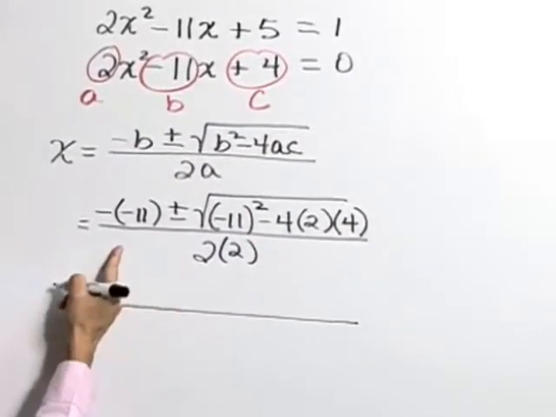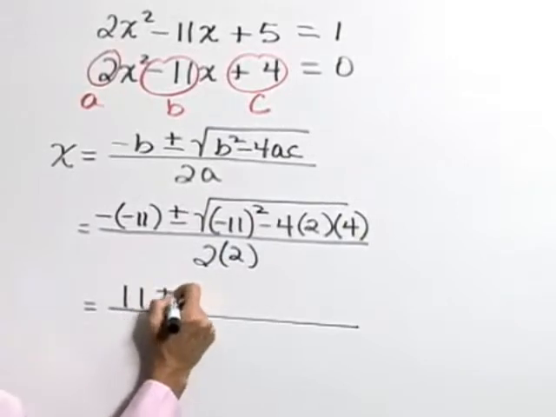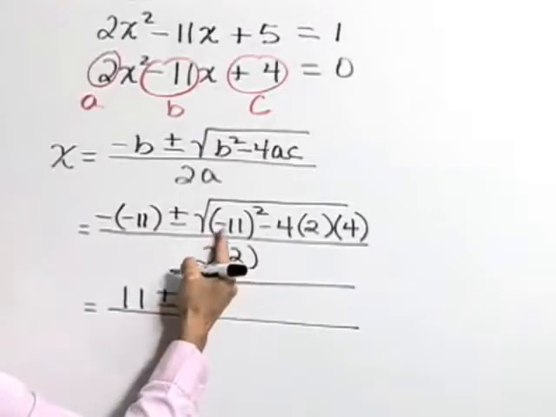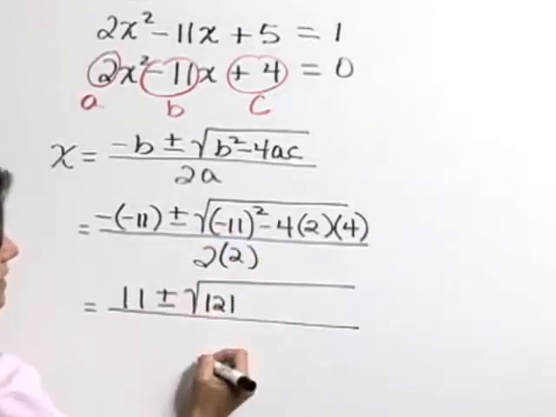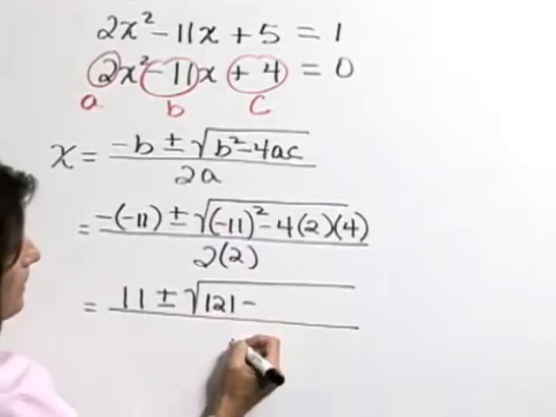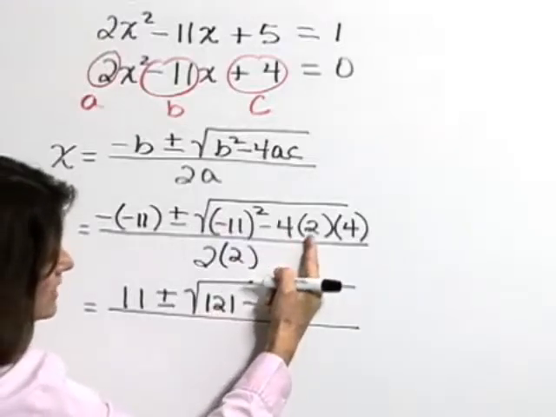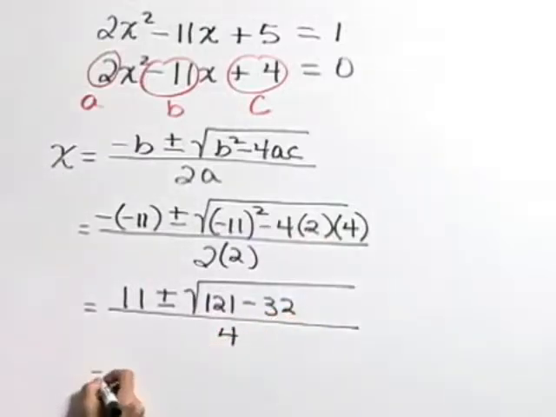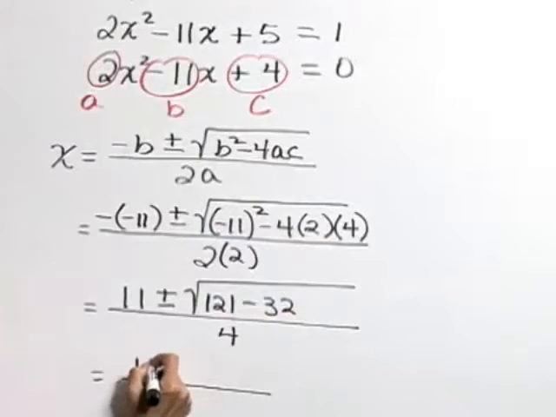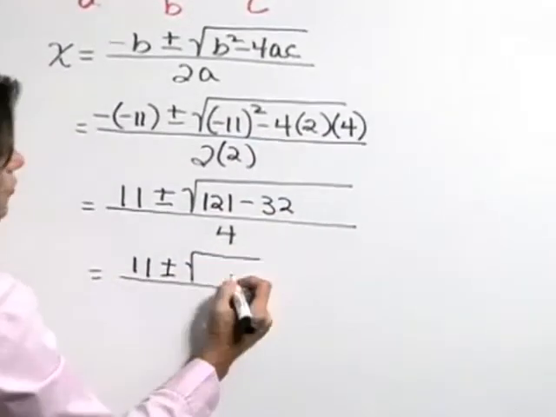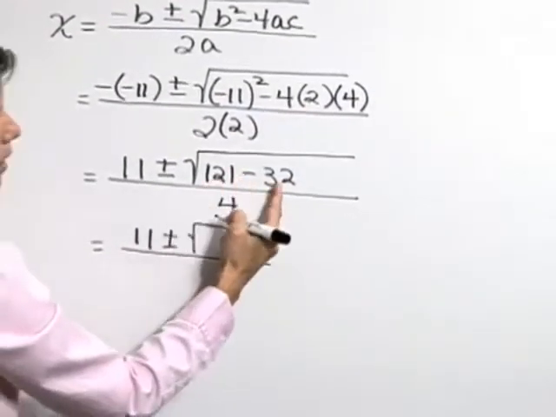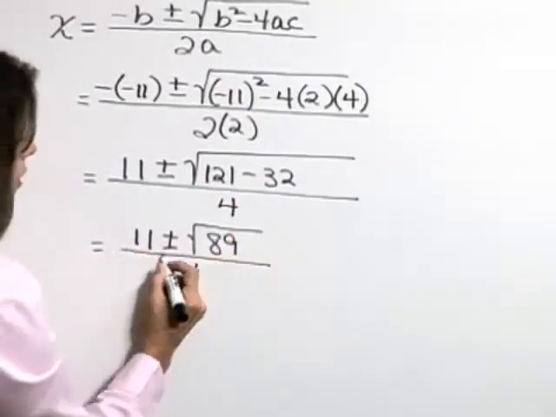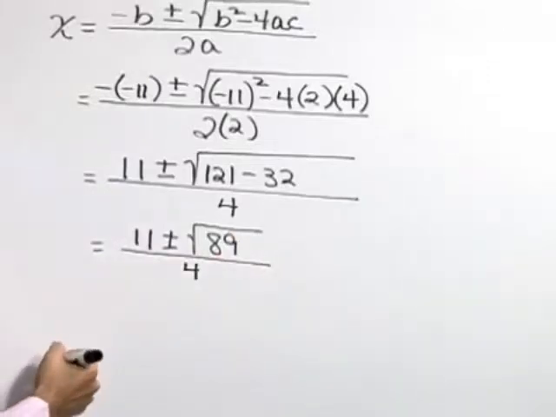Continuing to simplify in the numerator, the opposite of negative 11 is a positive 11, plus or minus the square root of negative 11 squared is a positive 121, minus 4 times 2 is 8, times 4 is 32, and that's all over 4. So this becomes 11 plus or minus the square root of 121 minus 32, which is 89. And again, that's all over the value of 4.